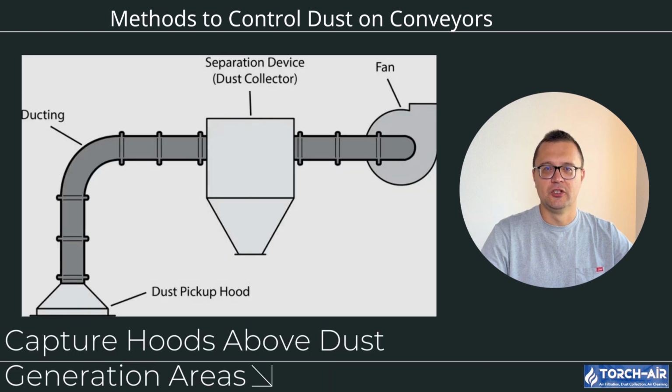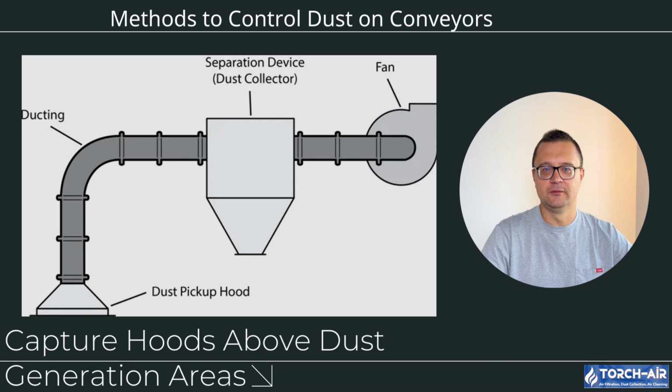Capture hoods above dust generation areas. Another effective method is installing capture hoods over dust generating points, such as transfer areas and loading zones. These hoods act as a shield, preventing dust from spreading into the air.